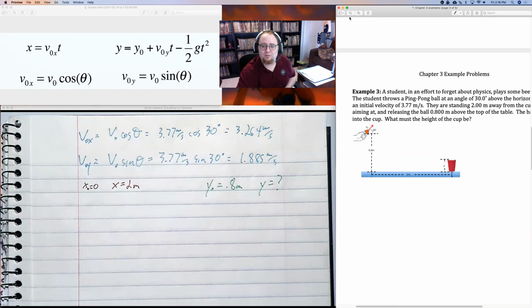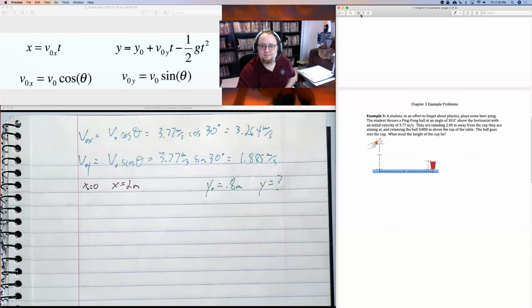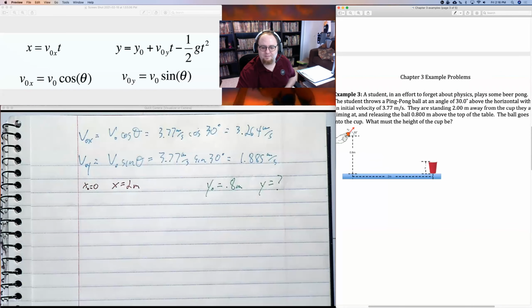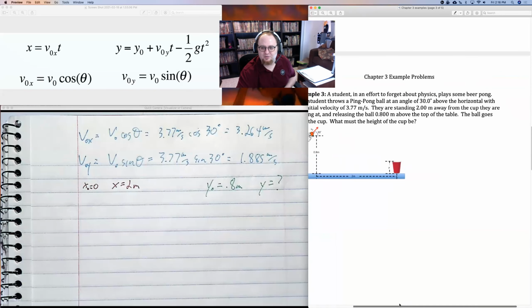Oh, I want to zoom out one more time so I don't cut off my text. Wish we could get somewhere in between that. You know what? I'm not using the edge of the paper. Let's just do that.